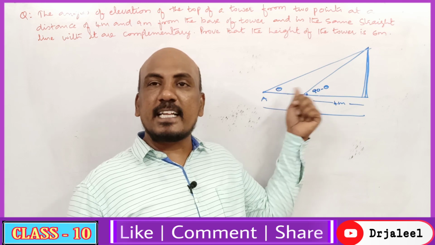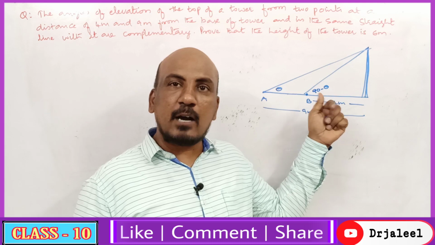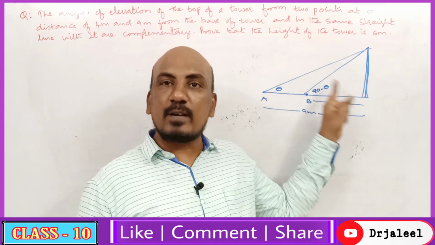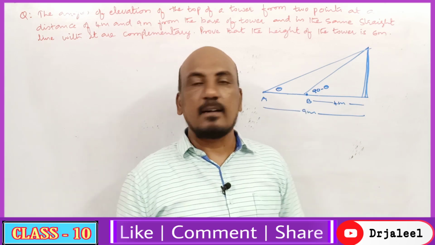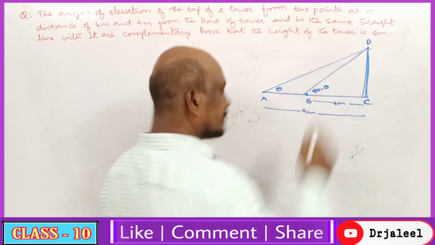If one is 40, another one is 90 minus 40, 50. If one is 20, another one is 70. How will you get 70? 90 minus 20. Same way, if one is theta, another one is 90 minus theta. So let's denote these points. A, B is finished. Now let us take this as C, D.